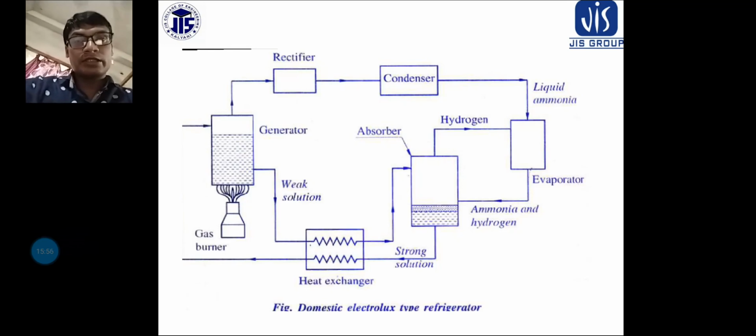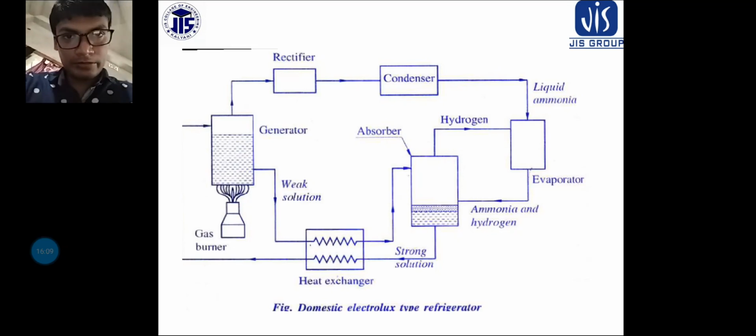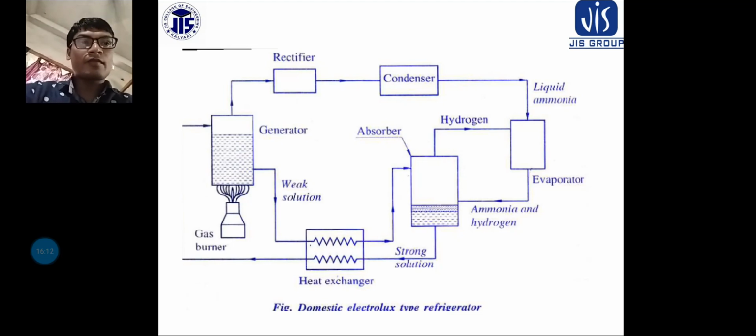Now in the condenser, condensation is taking place with the help of some water cooling process or any other means. Here in the condenser it is condensed, and at the outlet of the condenser we are getting high pressure, high temperature liquid ammonia, and this liquid ammonia, now a high pressure low temperature liquid ammonia, is coming to the evaporator section.